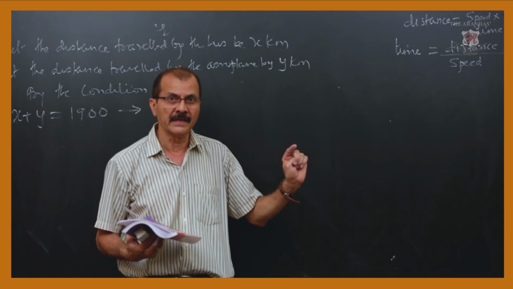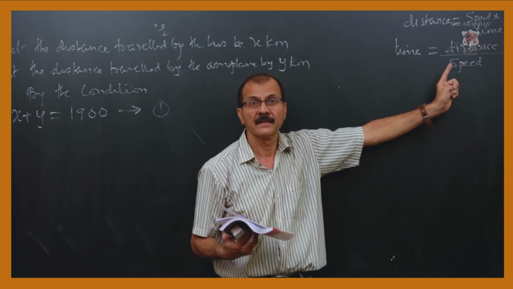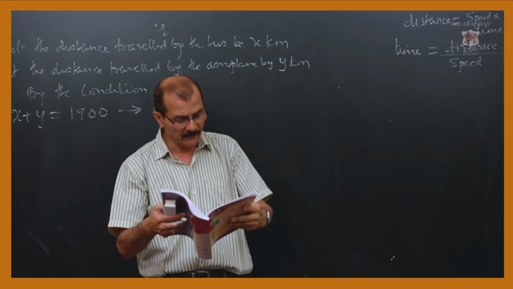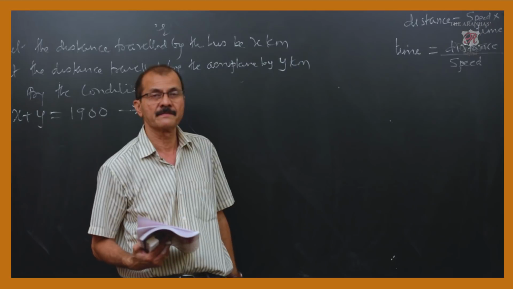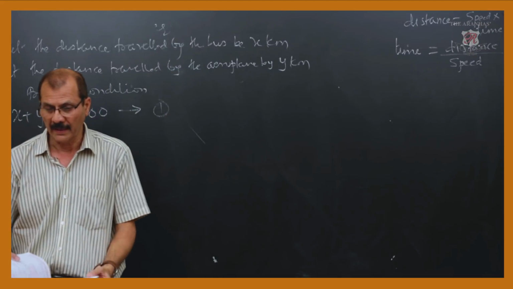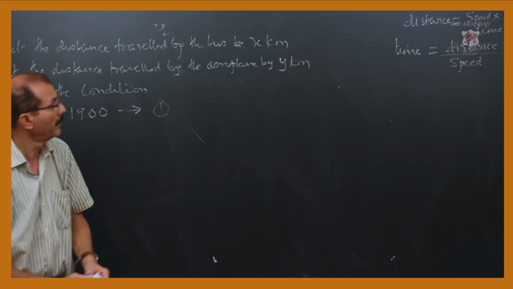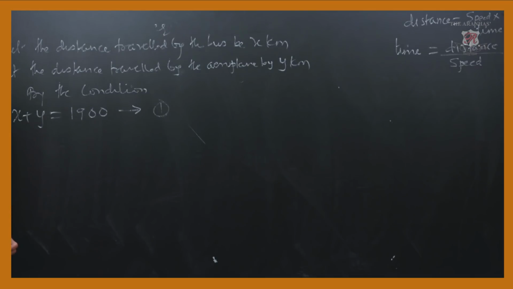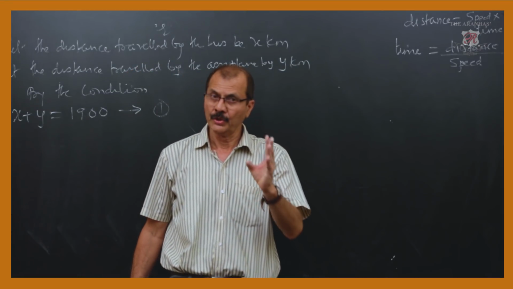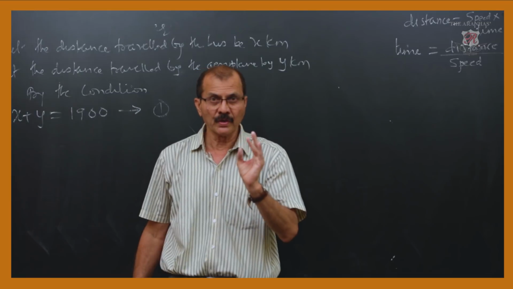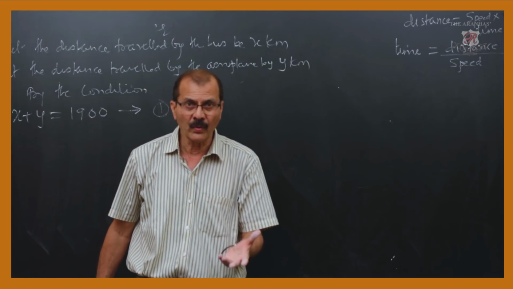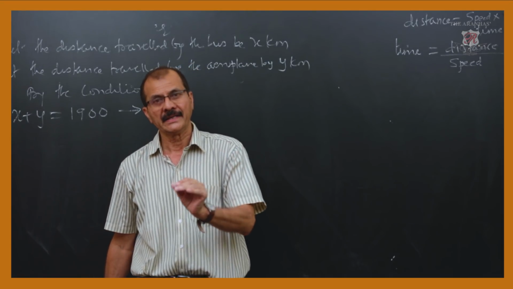So, for that you are given the average speed of bus and the average speed of the aeroplane. The average speed of the bus is 60 kilometers per hour and that of the aeroplane is 700 kilometers per hour. So, you know the speed, you know the distance. When you know the speed and the distance, I can easily find the time required or time taken to cover that distance.